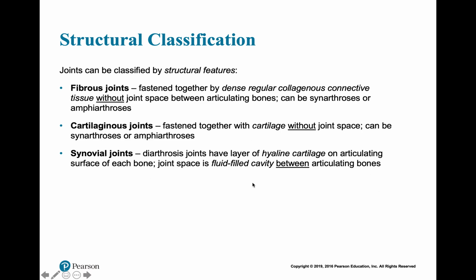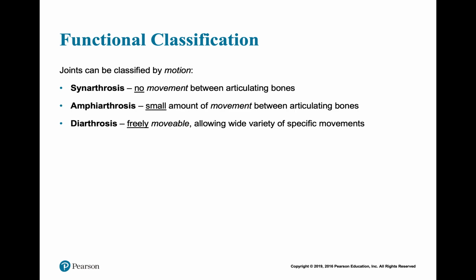All right, and then there is a fluid-filled cavity between the two bones, and the fact that there's a joint cavity present is what allows the free movement, okay? So all joints, if I gave you an example of a joint and I said classify this based on function, you would have to tell me if that joint is synarthrotic, amphiarthrotic, or diarthrotic. Okay, is it a synarthrosis joint, an amphiarthrosis, or a diarthrosis joint?